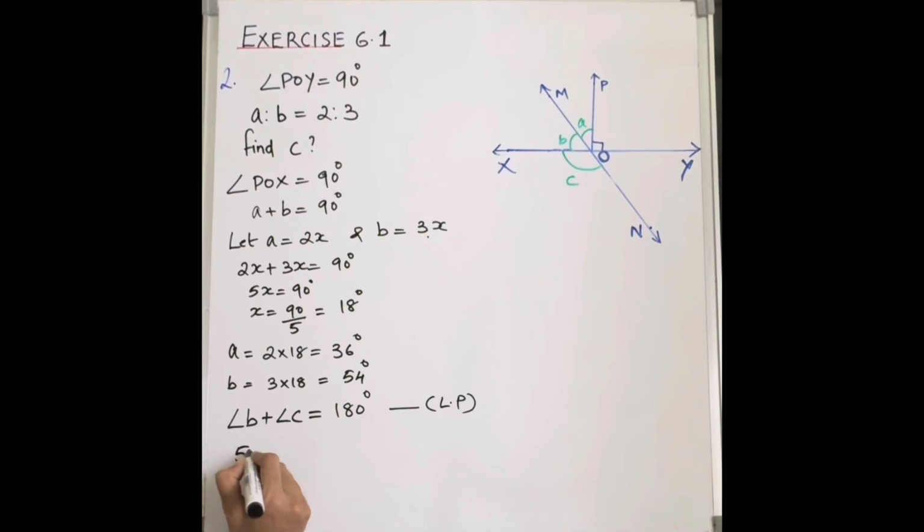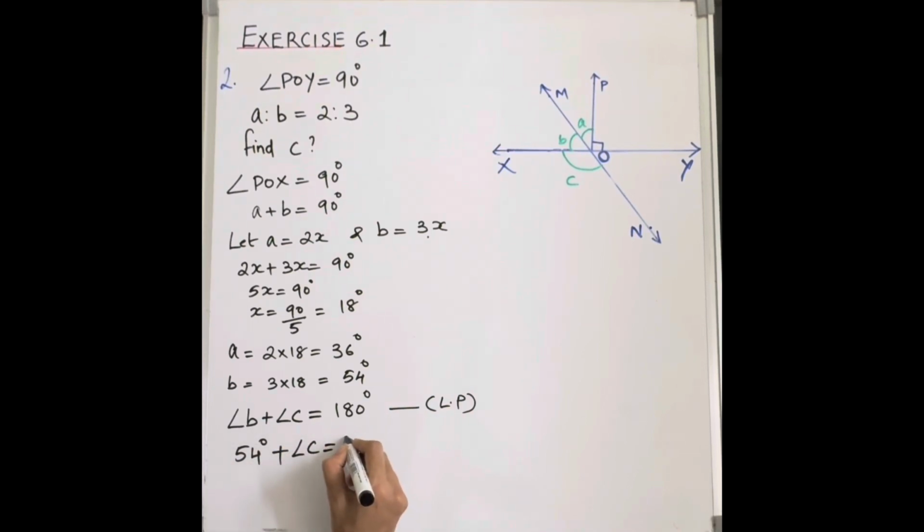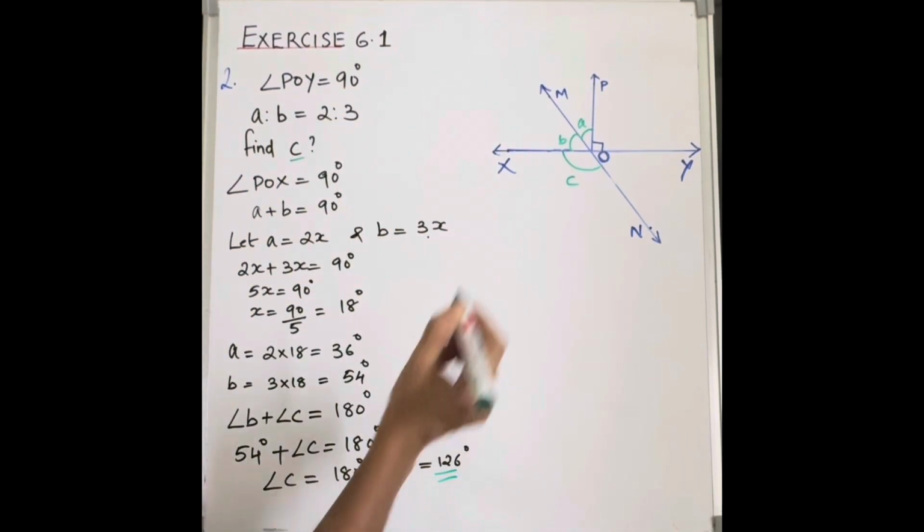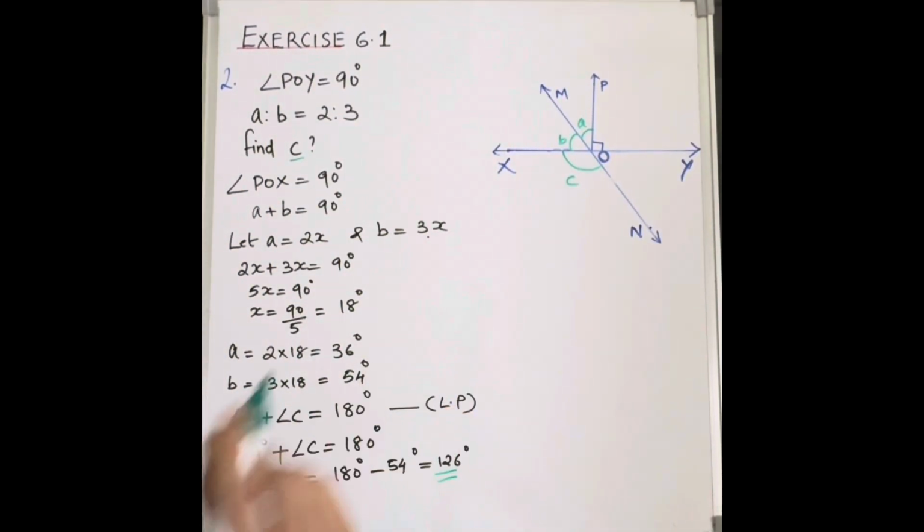So what is angle B? Angle B is given as 50 degrees. We found that angle B is 54 degrees. Angle C we have to find out, and the sum of this is 180 degrees. So angle C is equal to 180 minus 54, which will give you 126 degrees. So the angle C is what we have to find out. Find C. C is equal to 126 degrees. So the value is 126 degrees.